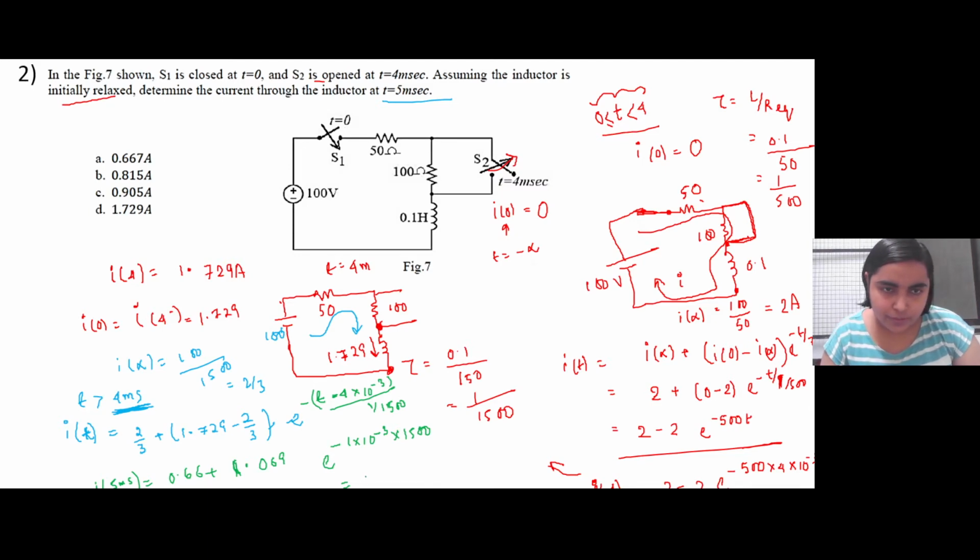So it comes out to be 0.905, which is option C. Everyone clear on why we took t minus 4 into 10 to the power minus 3? If you have any question, you can ask now. Otherwise, we'll move to the next question.